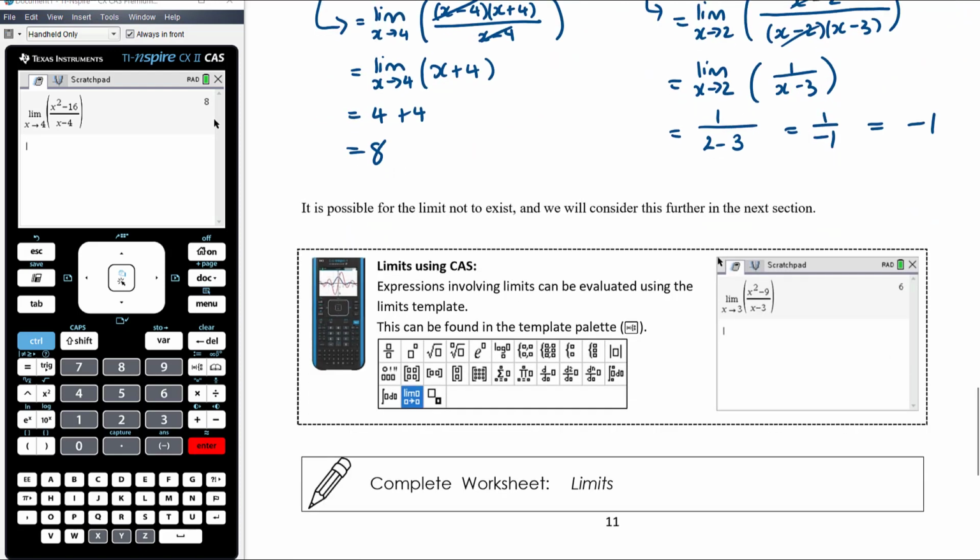Okay, so the work today is from a worksheet that's available to you on Canvas, and the worksheet is all about limits. So I want you to practice evaluating them by hand rather than using your CAS, but just some familiarity that your CAS can also work them out for you.